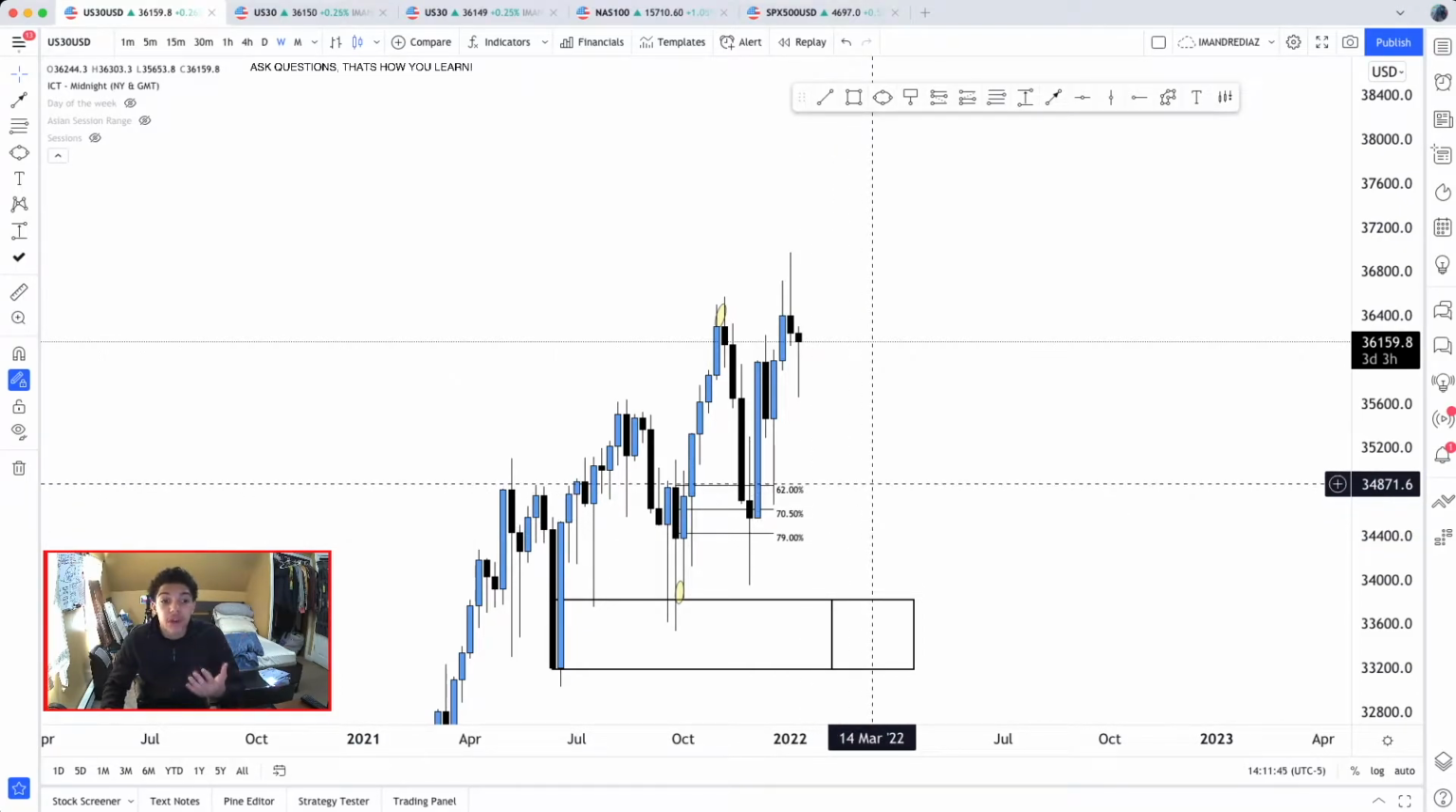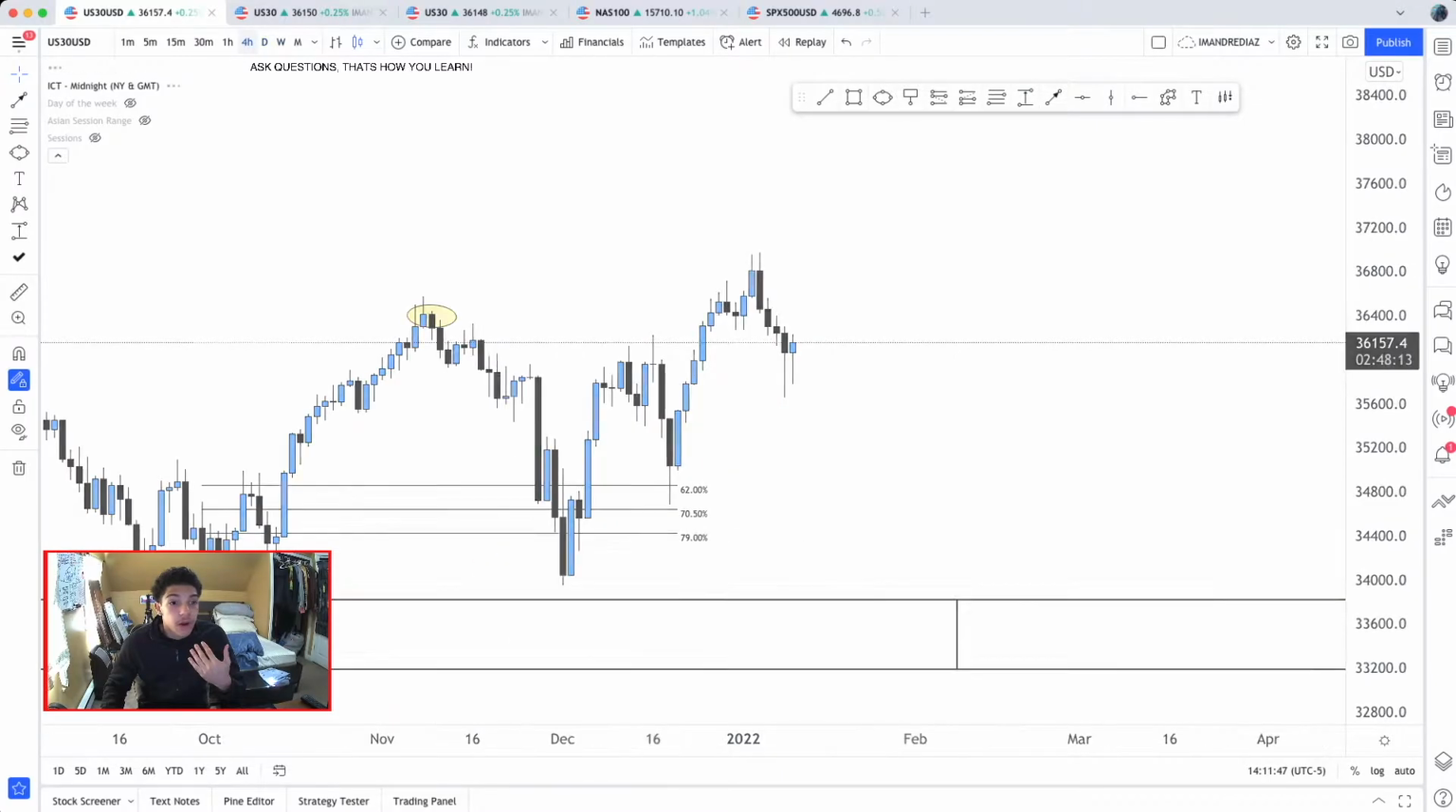Higher time frames are going to be very key. So now let's go back to that 4 hour.